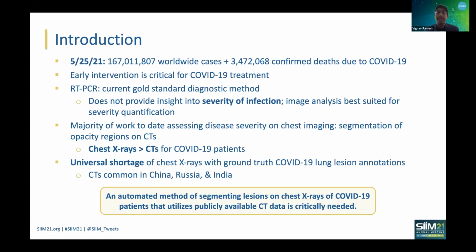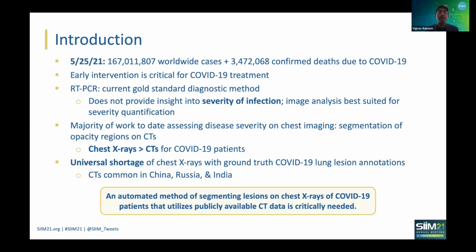Most work to date assessing disease severity on chest imaging has focused on segmenting CT images. However, CT scans are performed much less frequently than chest X-rays for COVID-19 patients, meaning that automated lung lesion segmentation and severity quantification on chest X-rays could be clinically valuable. There currently exists a universal shortage of chest X-rays with ground truth COVID-19 lung lesion annotations, and manually contouring lung opacities on chest X-rays is a tedious and labor-intensive task.